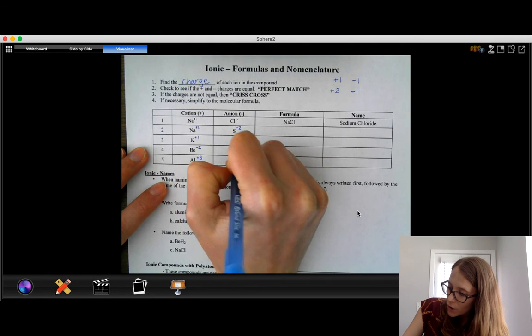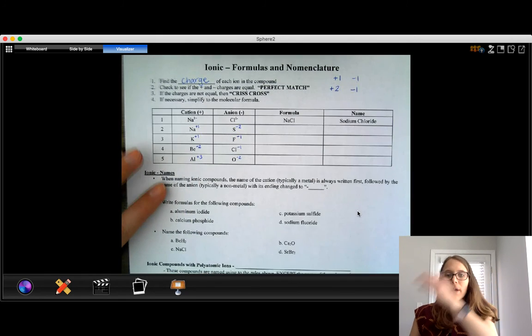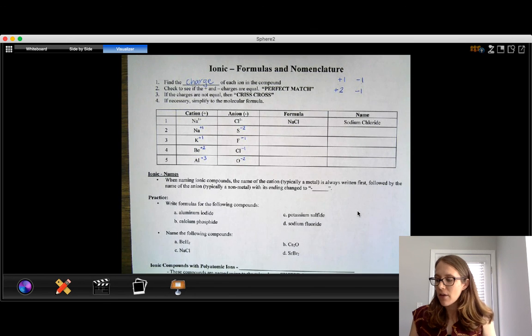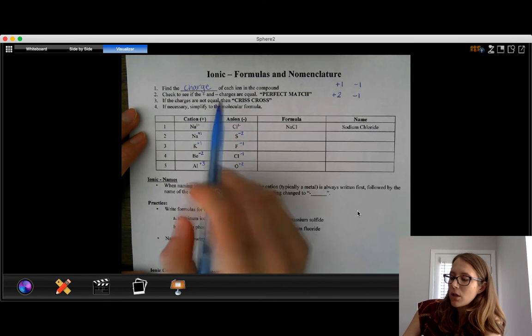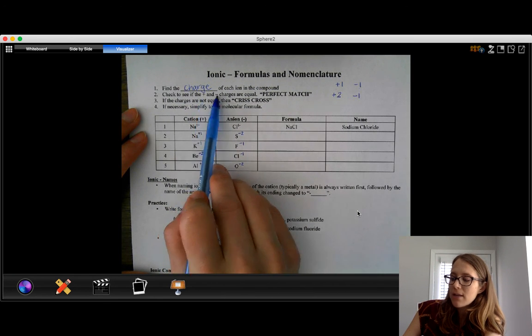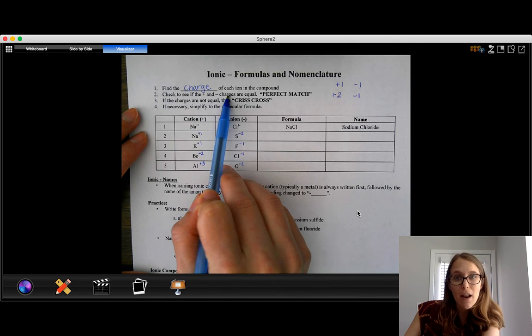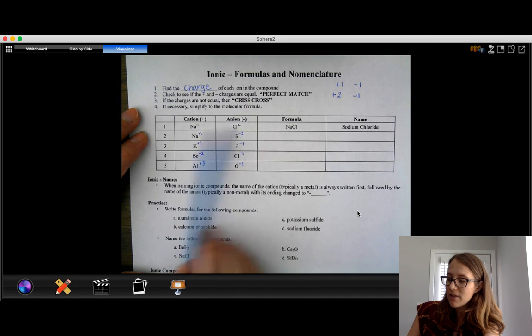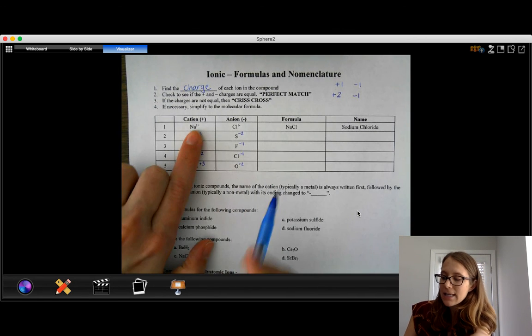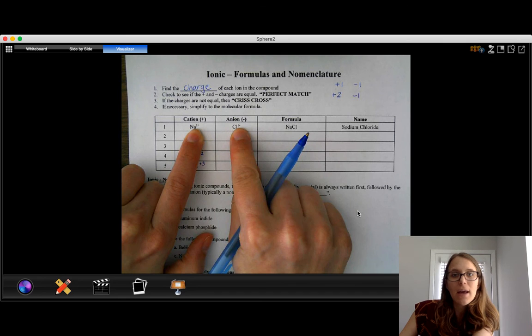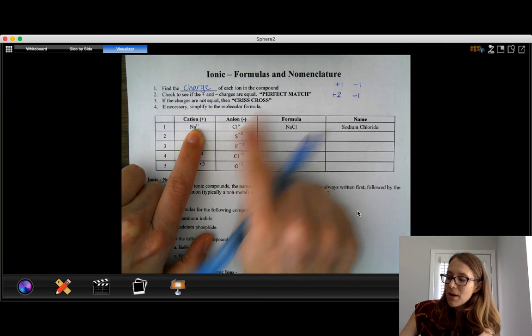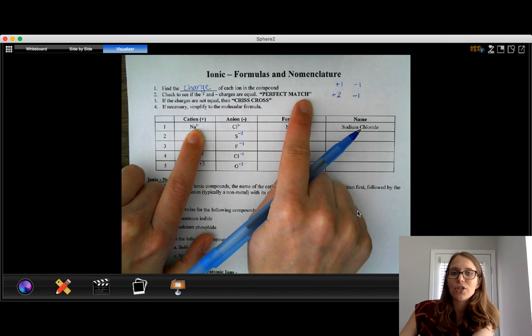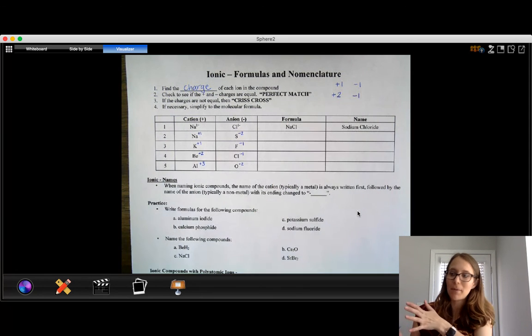So once we know the charges of these different elements, now we can figure out how they fit together. The first thing we're going to look for is to see if the charges, the number on them, is equal. So we're going to look and see, are any of these the same number? And I see for the first example, a 1 and a 1. If they're the same number, they're what we call a perfect match. That means that they perfectly complement each other.